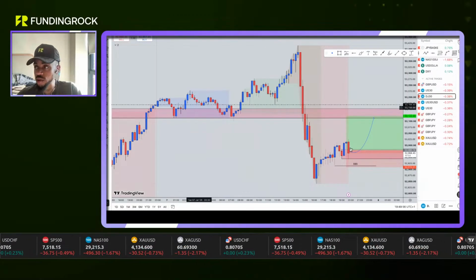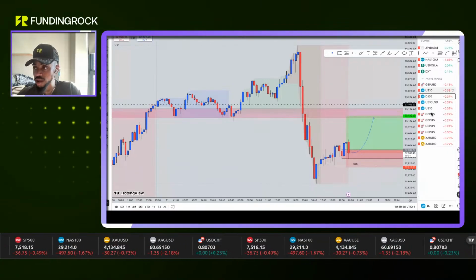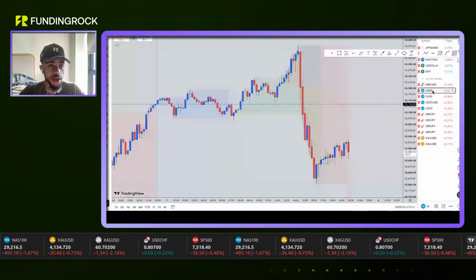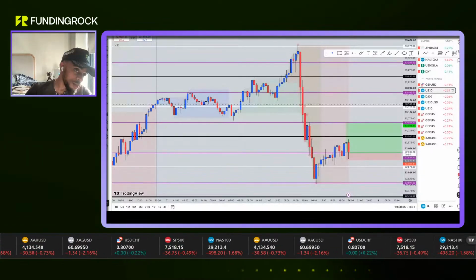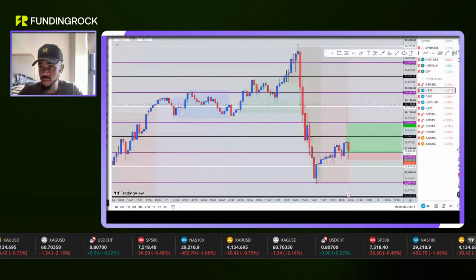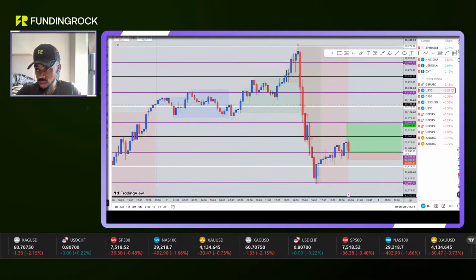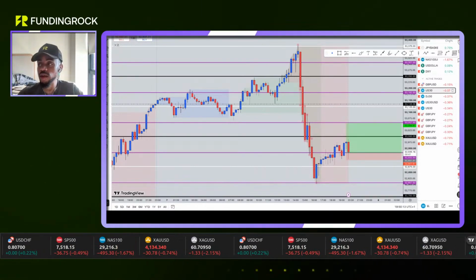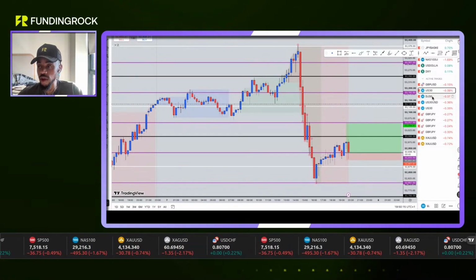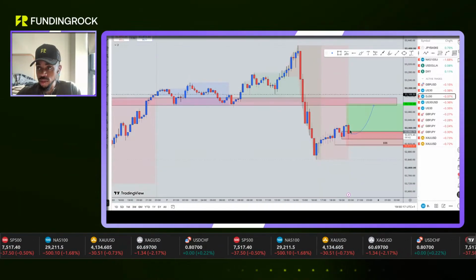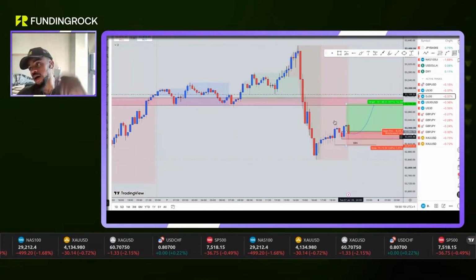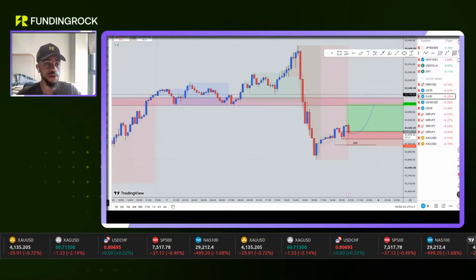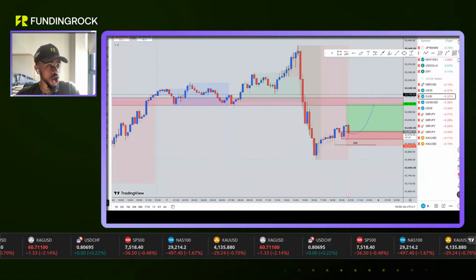So let us see if this actually gets respected. This is exactly what I wanted to see right now. Let's go. Boom, tagged in. Now all we can expect is US30 to take it to the upside. From this point, we can expect those buys. See, we're getting that beautiful rejection. That's exactly what we want to see right now.